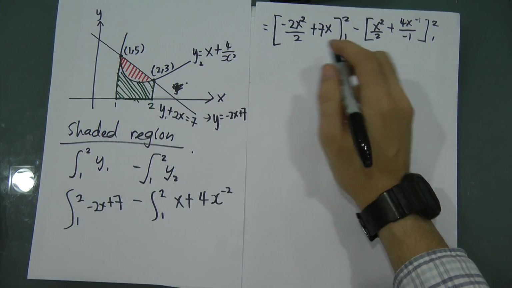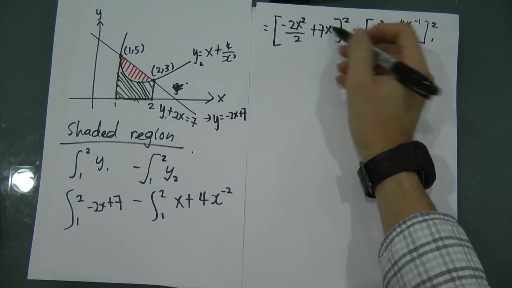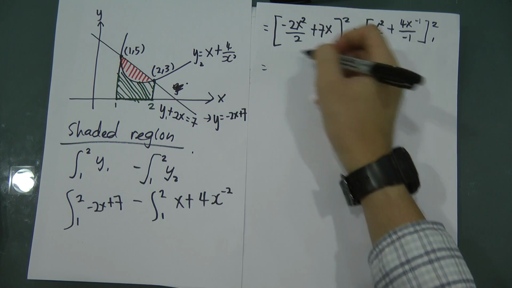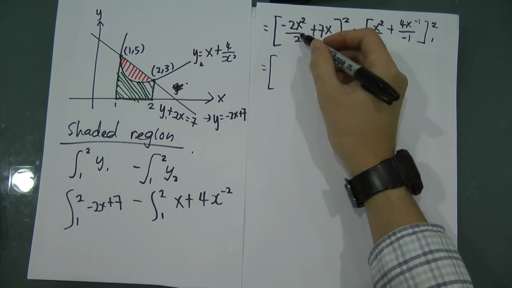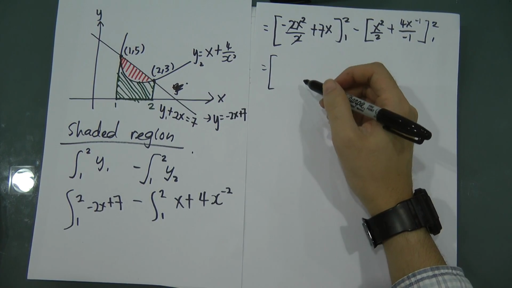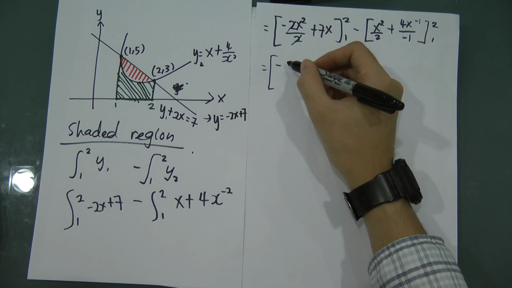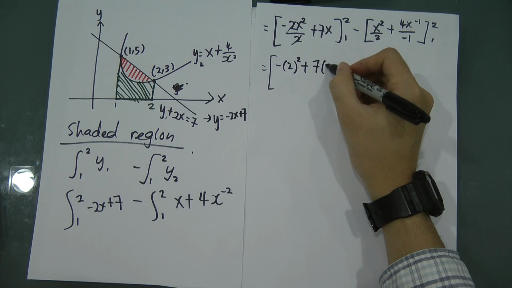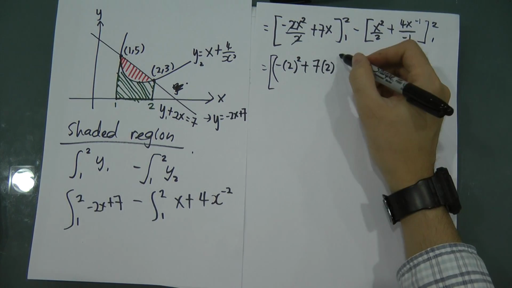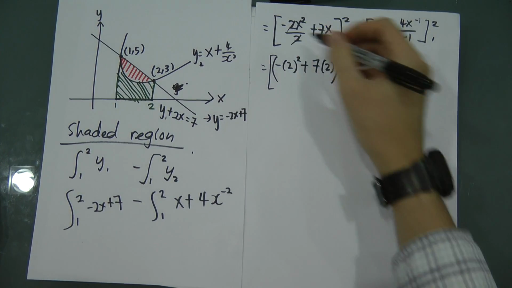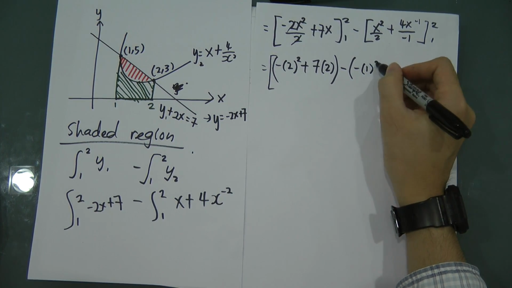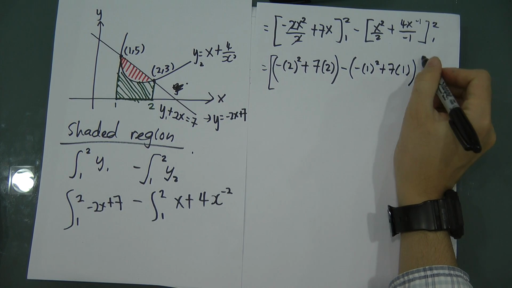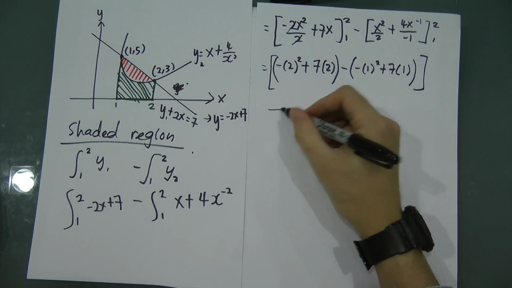Alright, simple, right? Then I just substitute the 2 into it, minus I substitute the 1 into all the x. So I do this part first. I will get, okay, simplify this one, called negative x squared. So negative x squared, negative 2 squared plus 7 times 2, and then I minus, substitute 1 into it, which is negative 1 squared plus 7 times 1.